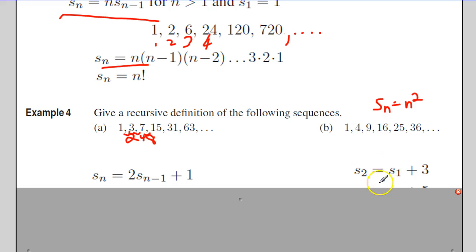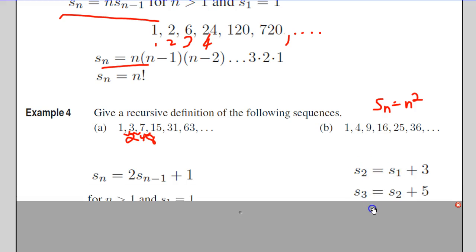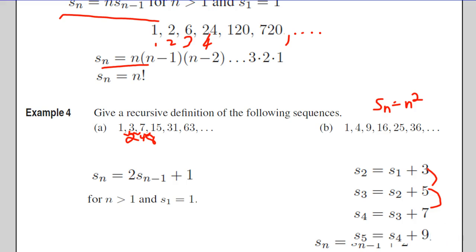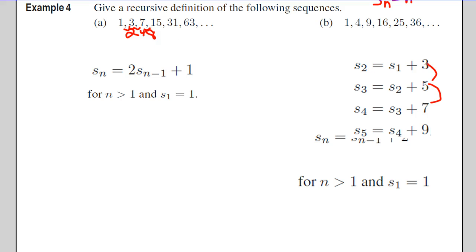So I need to use the previous value to determine the next value. So sometimes it helps to write stuff out. What do I do to the previous term to get the next term? So I add 3 to 1 to get 4. I add 5 to 4 to get 9, and so on. So it seems like I'm adding a value that's 2 more than the previous value that I added to get there. So I can come up with an expression that looks something like this. Take the previous term based off this and add a power.